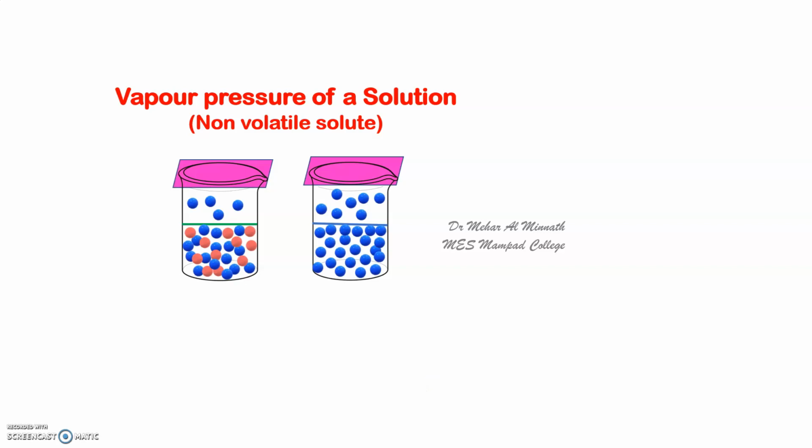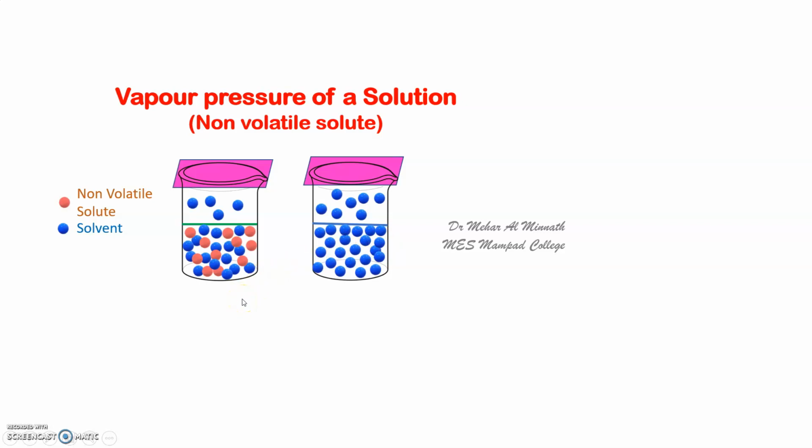Now we are preparing a solution with a non-volatile solute in it. What is going to happen there? Here on the right side you have the pure solvent alone. On the left side you have a beaker filled with solution, solvent and solute. The red balls indicate solute and the blue ones indicate solvent. Now when you compare the number of particles on the surface for a solution and a pure solvent, we find that the number of solvent particles on the surface in the solution is less when compared to the number of solvent particles in the pure solvent.